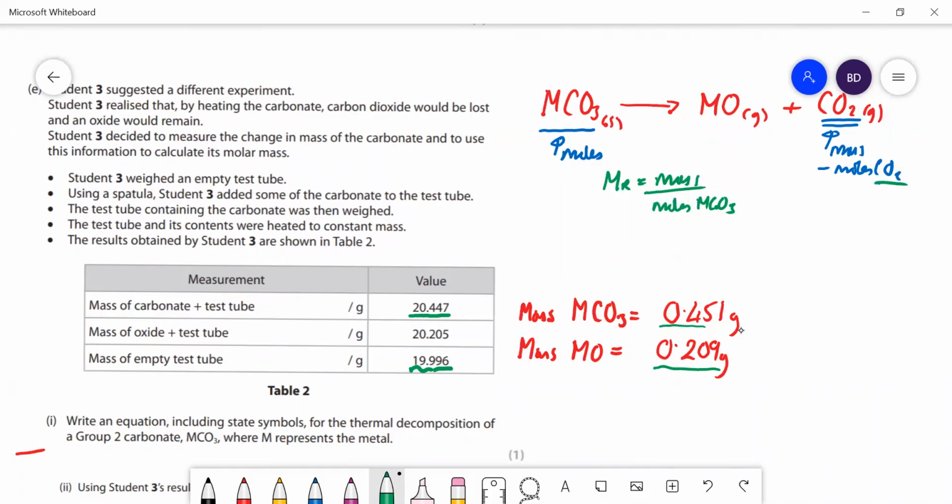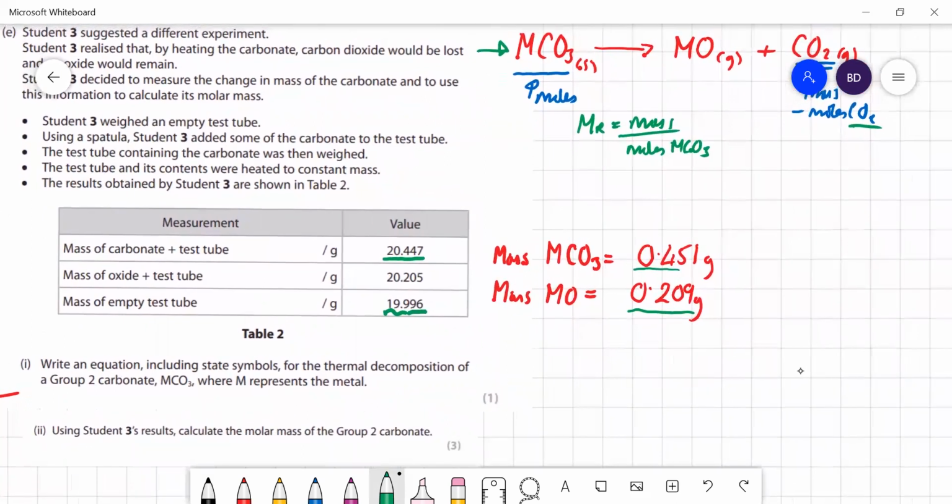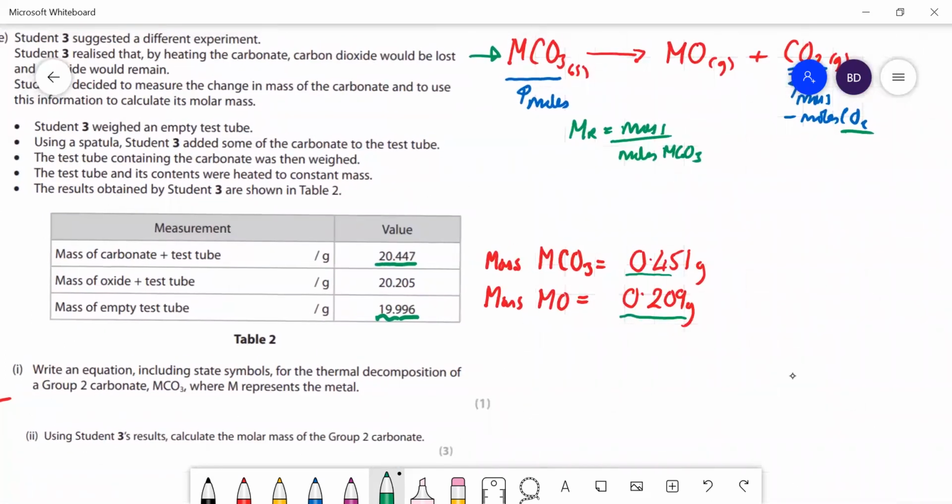Write an equation including state symbols for the thermal decomposition of the group 2 carbonate. Well, I've done that there. That's quite important because it gives us that 1 mole of carbonate gives 1 mole of carbon dioxide. Then use the result to calculate the molar mass of the group 2 carbonate. Okay, so what we're going to do there, from these two, we can see that the difference in mass here is equal to the mass of carbon dioxide produced.